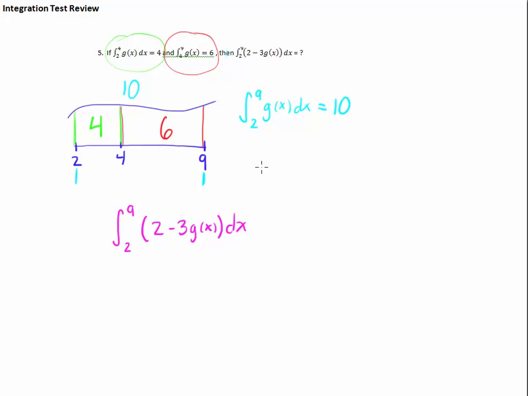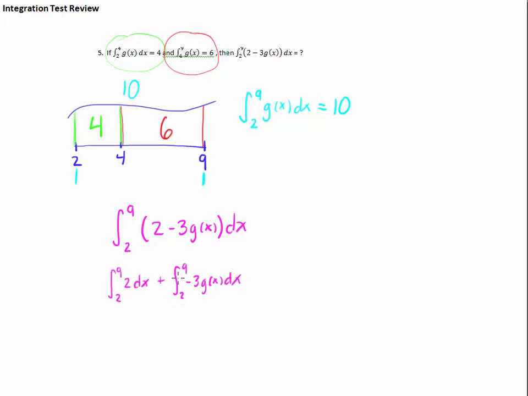Now, rules of integrals. This is a minus sign in here. I can separate these out and treat this as two separate integrals. So the integral from 2 to 9 of 2 dx plus the integral from 2 to 9 of negative 3 g of x dx. I can even go a little bit further.